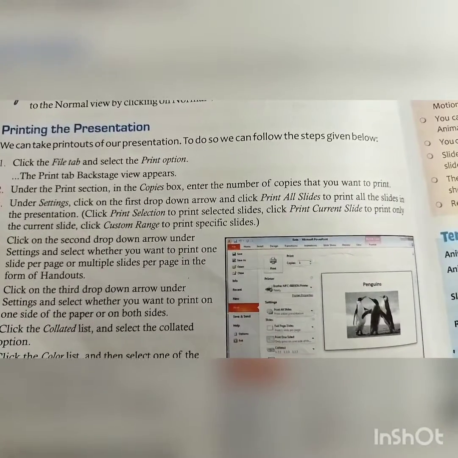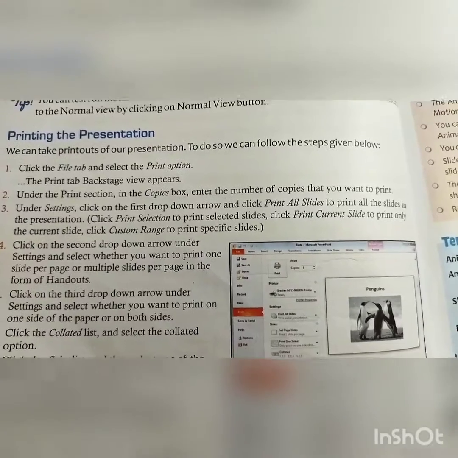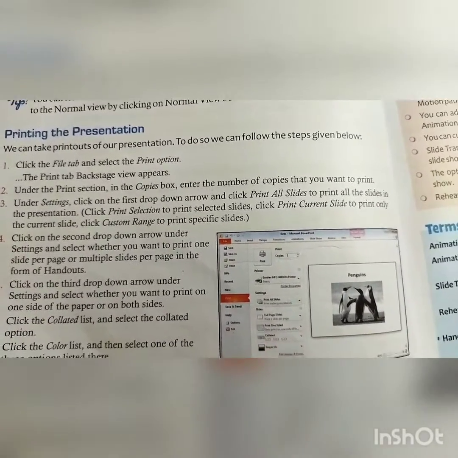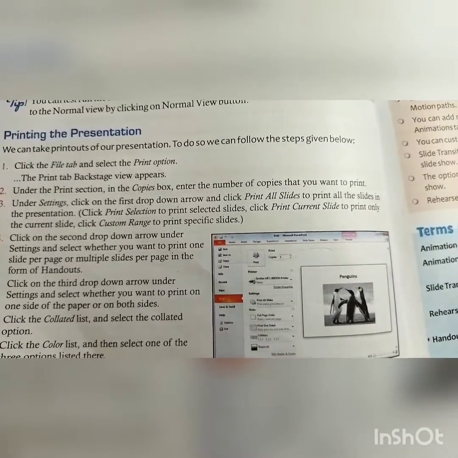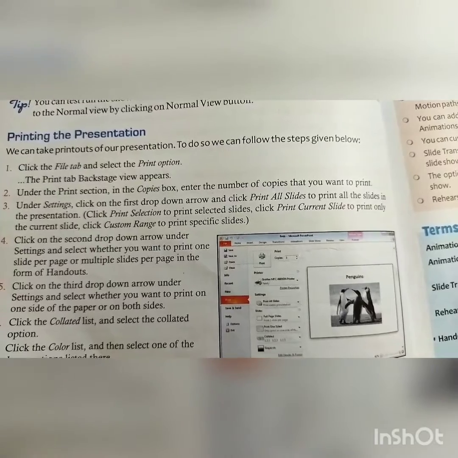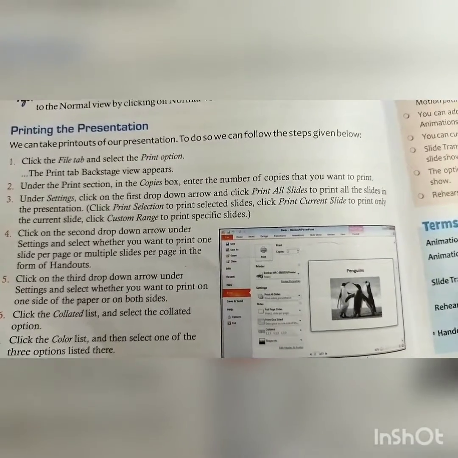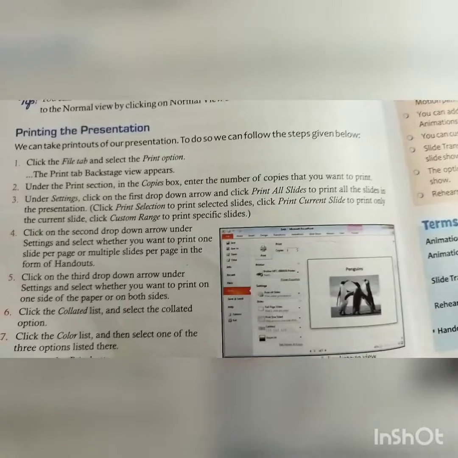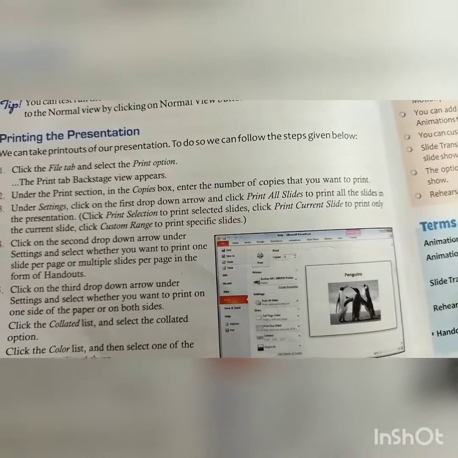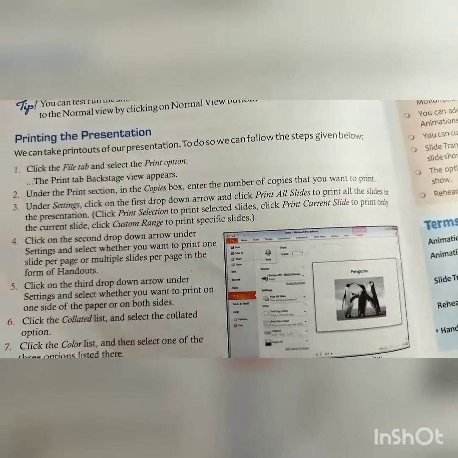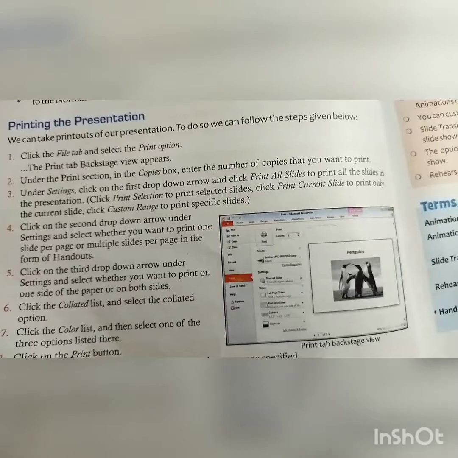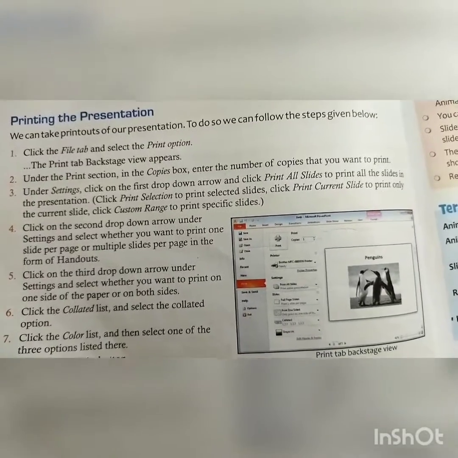After that, the Print tab Backstage view appears. Then under the Print section, in the Copies box, enter the number of copies that you want to print. After that, under Settings click on the first drop-down arrow and click Print All Slides to print all the slides in the presentation. Then click Print Selection to print selected slides. Click Print Current Slide to print only the current slide. Click Custom Range to print specific slides.